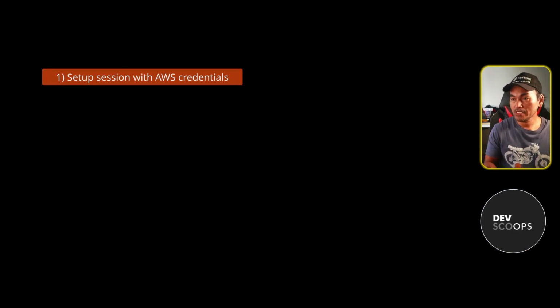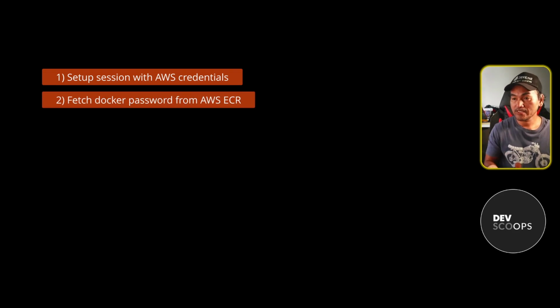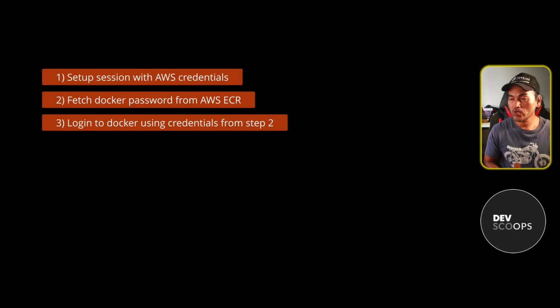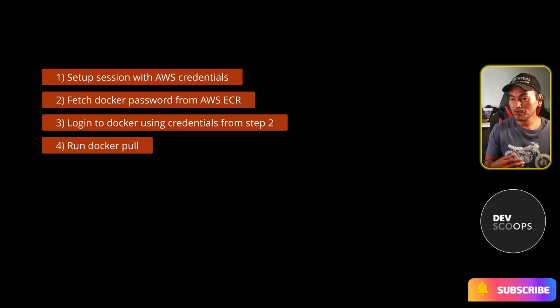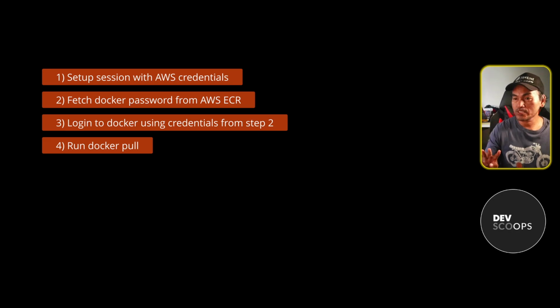So this is my workflow. First step, I export my AWS credentials on my terminal. Second, I run an AWS CLI command to log into ECR and fetch some Docker credentials associated with AWS. And number 3, I run a Docker command to log into AWS Public ECR using the credentials from step 2. And lastly, I run a Docker command to pull the image from AWS Public ECR. So that's 4 steps all in all.